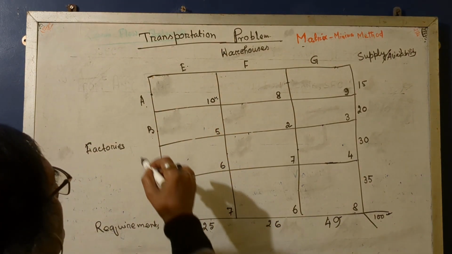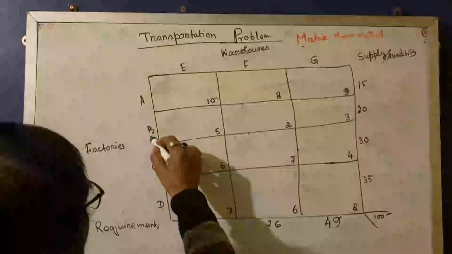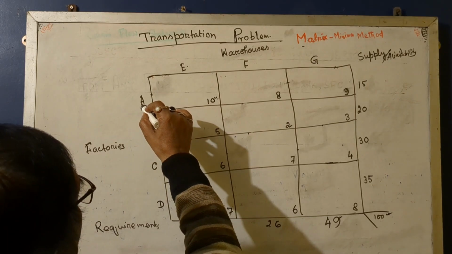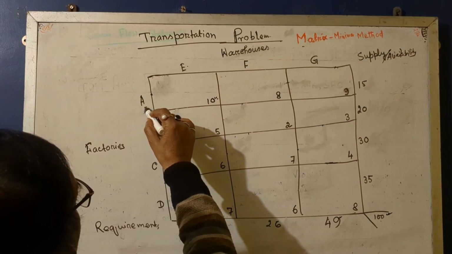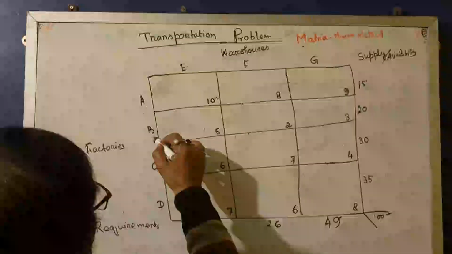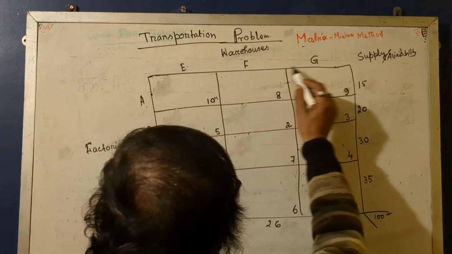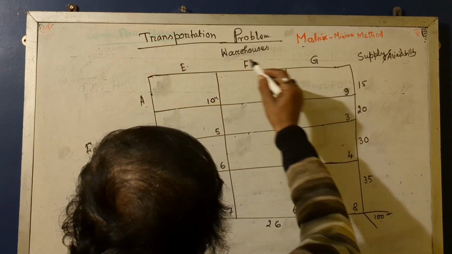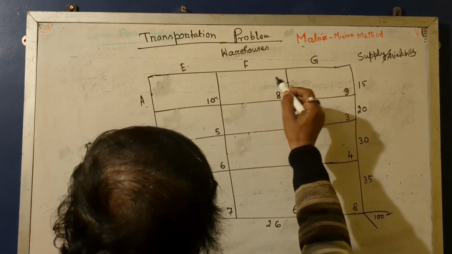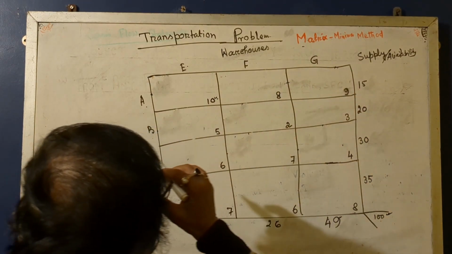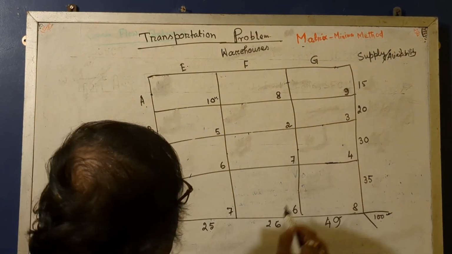Here, suppose the production is being done in 4 factories A, B, C, D. That means these are the locations of the factories. Say the production is being done at Jamshedpur, Kolkata, Allahabad, and any other place in Nepal, like that. And E, F, G are the marketplaces or warehouses where the production units are to be shifted for sale. Now, how will we proceed? And these are the costs, the transportation cost per unit.